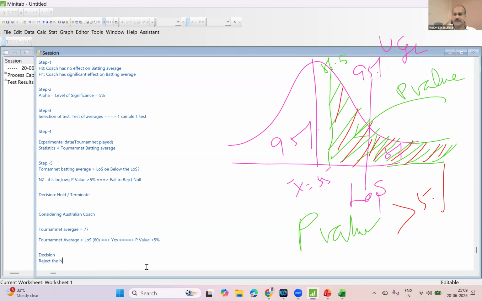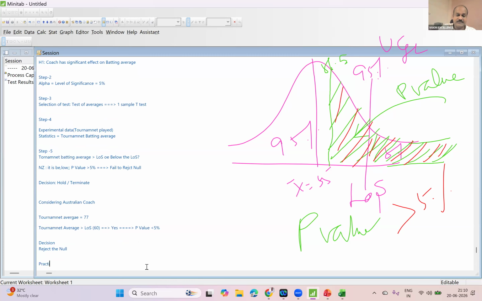Reject the null. That means when it comes to the Australian coach, our assumption of the coach having no effect on the batting average is actually wrong. So we have to reject the null. If that becomes wrong, we need to accept that yes, the coach has a significant effect on the batting average, and that effect is here found to be positive. Yes or no? Because the average shifted from 55 to 77. Are you with me? Now, what is the practical conclusion or practical decision?